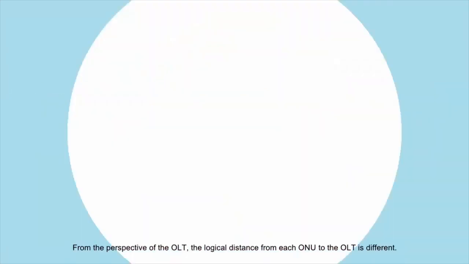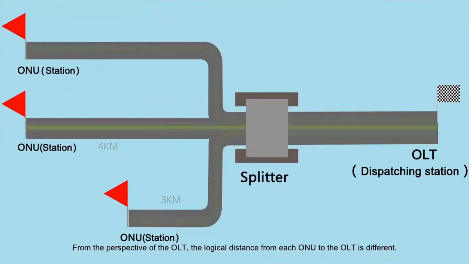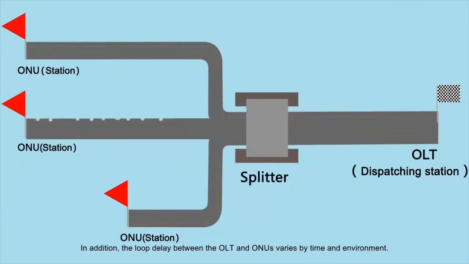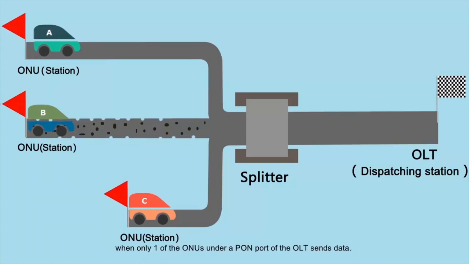Ranging. From the perspective of the OLT, the logical distance from each ONU to the OLT is different. In addition, the loop delay between the OLT and ONUs varies by time and environment. Therefore, a conflict occurs when the ONUs send upstream sounds in TDMA mode. That is, only one of the ONUs under a PON port of the OLT can send data at a time.